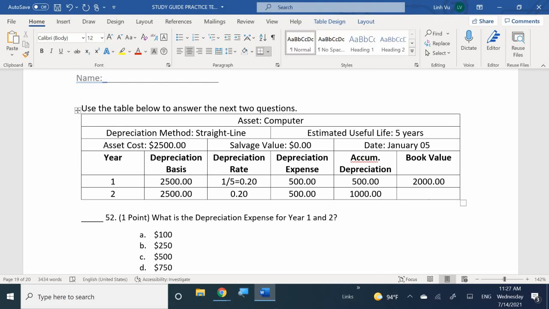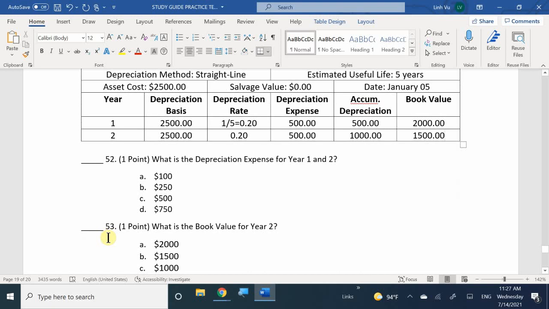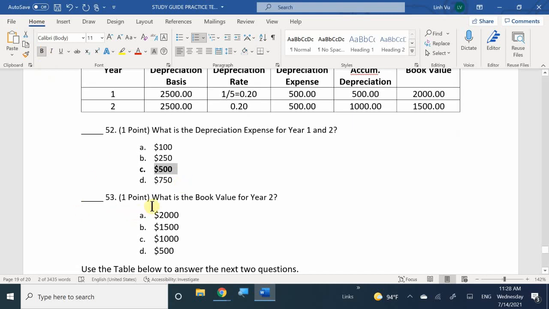So therefore, what's going to be my book value for year 2? 1,500. Good. Right. So now let's go ahead and answer the question. 52 asks, what is the depreciation expense for year 1 and year 2? We know it to be C, 500. So then question number 53 asks, what is the book value for year 2? B. 1,500. Good. Okay.